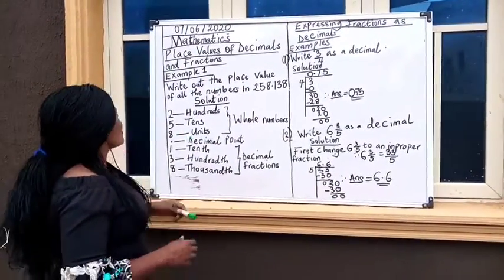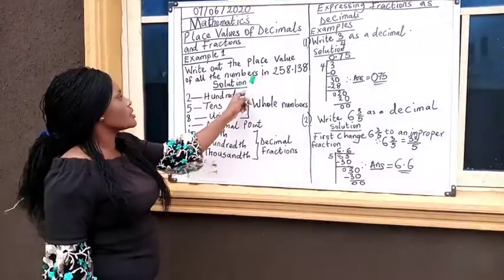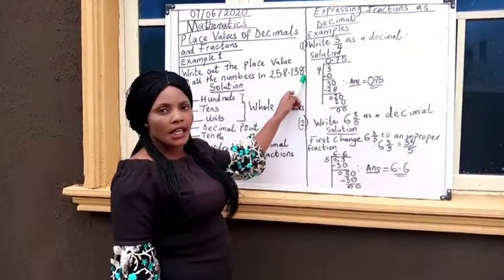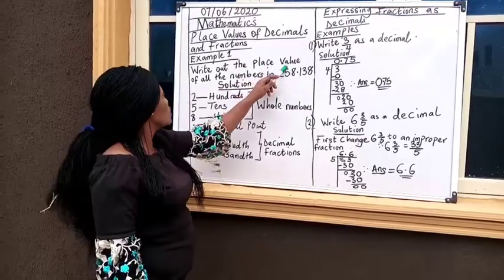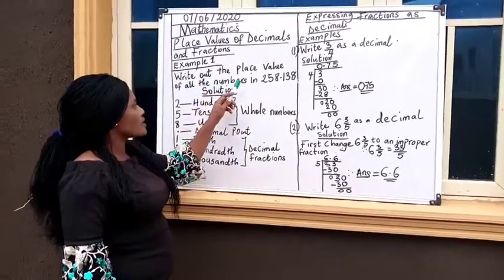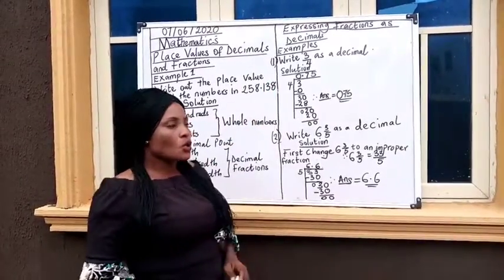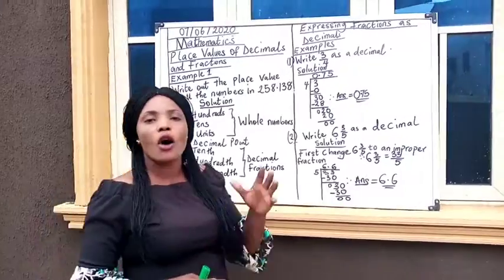The first example says, write out the place value of all the numbers in 258.138. I repeat the question again. Write out the place value of all the numbers in 258.138. So, to go to the solution, the first thing, you list out all the numbers.